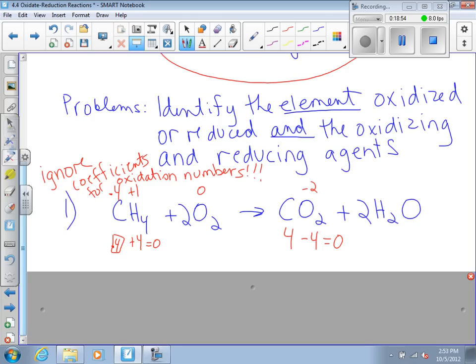I am so sorry. 4 + 4 is 8. So, oops. -4 + 4 is 0. Okay, so on CO2, did everyone catch that? Good. Carbon over here, -4, not +4. Okay. Carbon on this side is +4.